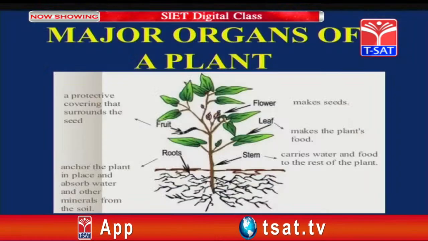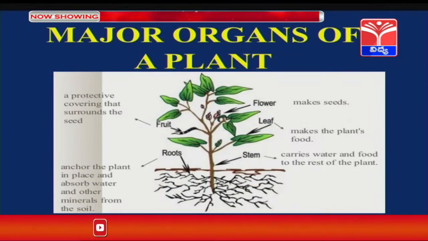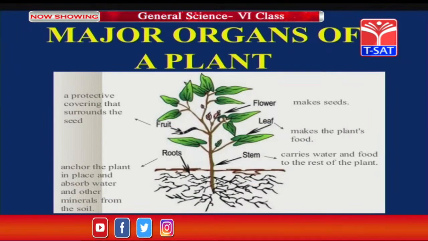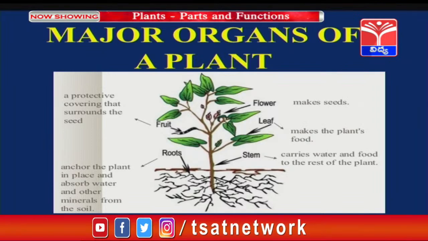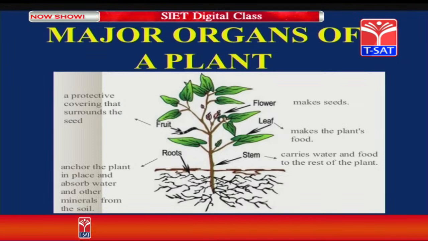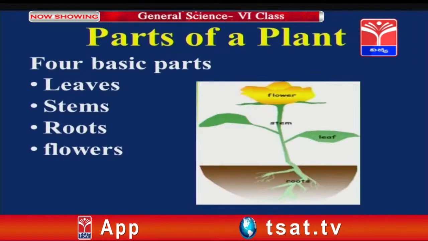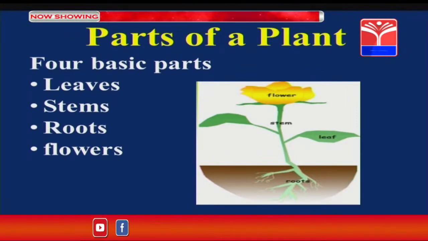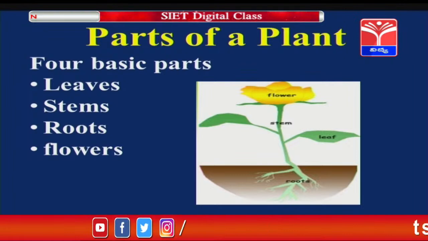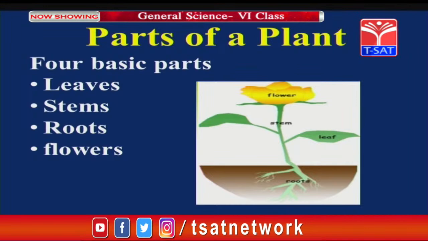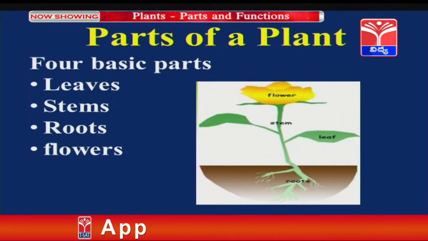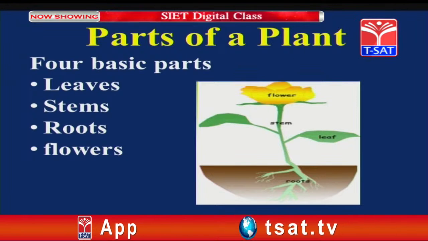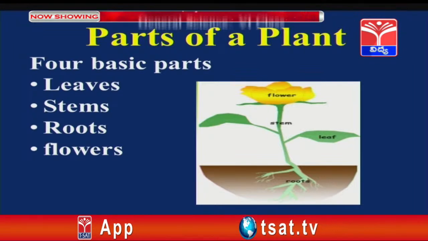Now let us see the next one here. What does a plant have? What are the different parts of a plant? The major organs of a plant are roots, stem, leaves, flowers and fruits. So these are the different organs of a plant. There are four basic parts you can see in this picture very clearly. The underground part is the root system and the part which is above the ground is called the shoot system. The root system includes only roots. The shoot system includes stem, leaf and flowers. So these are the basic parts of a plant.